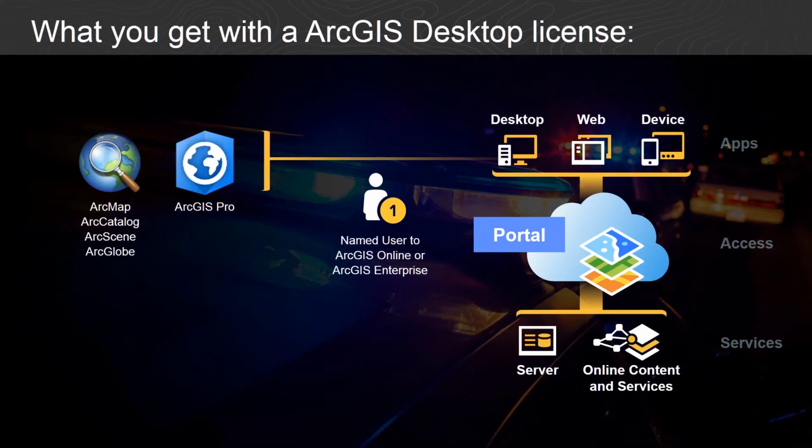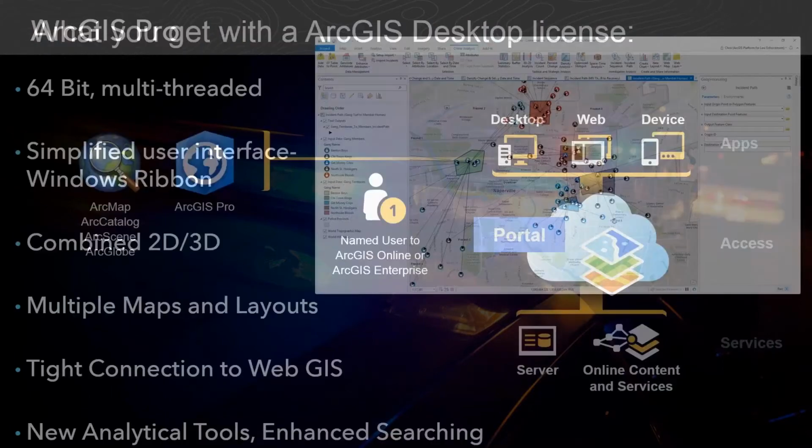ArcMap hasn't gone away, so don't freak out if you haven't migrated to Pro yet. It's still included with ArcGIS Desktop, but Pro is where all our future solutions and development will live and take place. Pro can be a standalone desktop application, but the real power is its ability to integrate with the larger ArcGIS platform that you see on the right. And so this includes ArcGIS Online. You get a named user subscription to ArcGIS Online with ArcGIS Desktop, and also to the rest of our platform. So all of our desktop, web, mobile, maps, and apps.